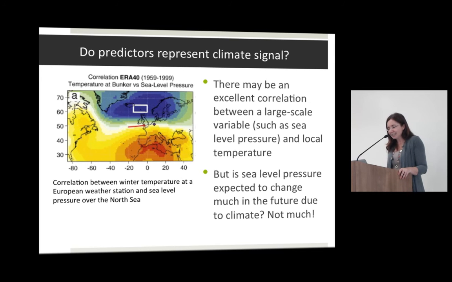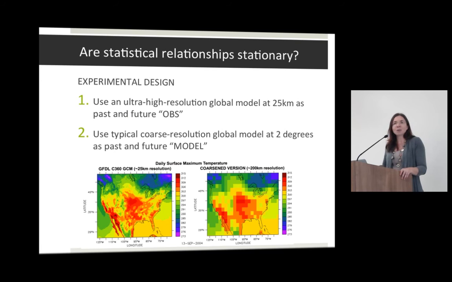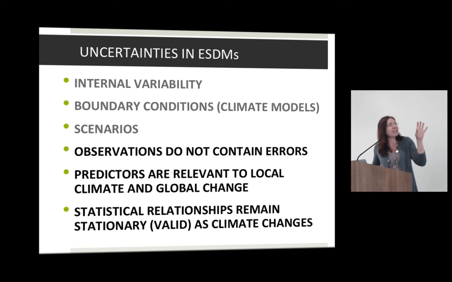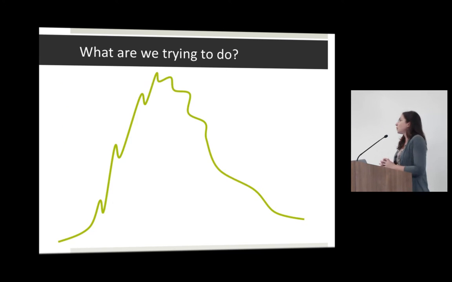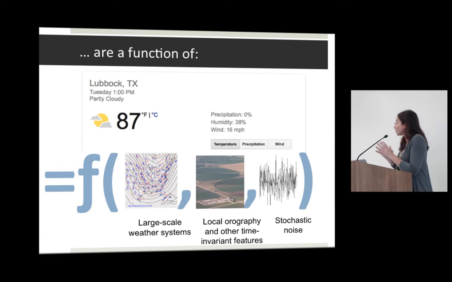And then the last uncertainty is possibly the most tricky one. That is the uncertainty of stationarity. What do I mean by that? I mean that we are developing this relationship back here, right? We're developing it based on what? Based on historical data. Is this relationship going to hold true in the future? I don't know. We don't have data in the future, right?